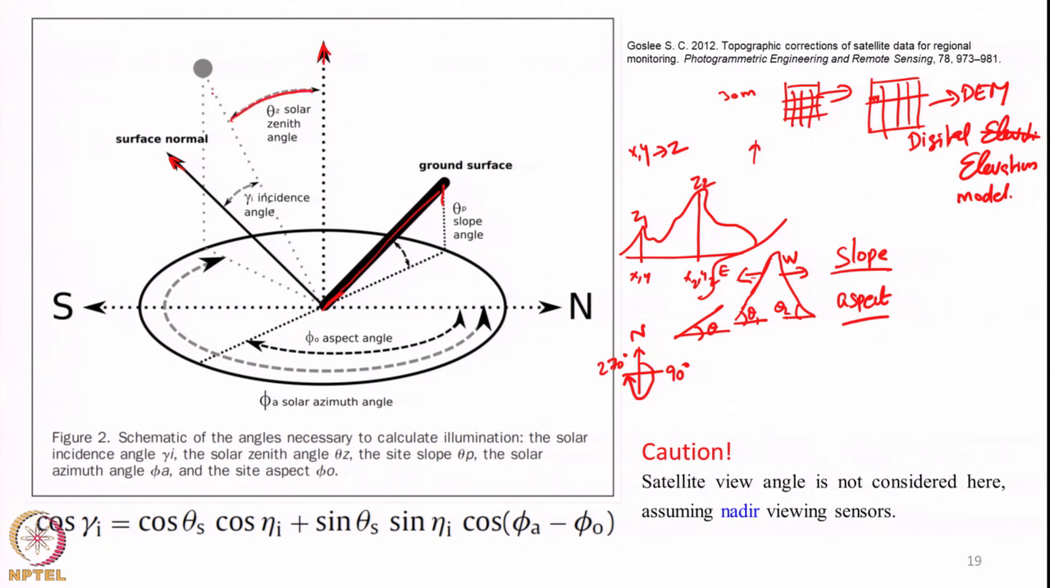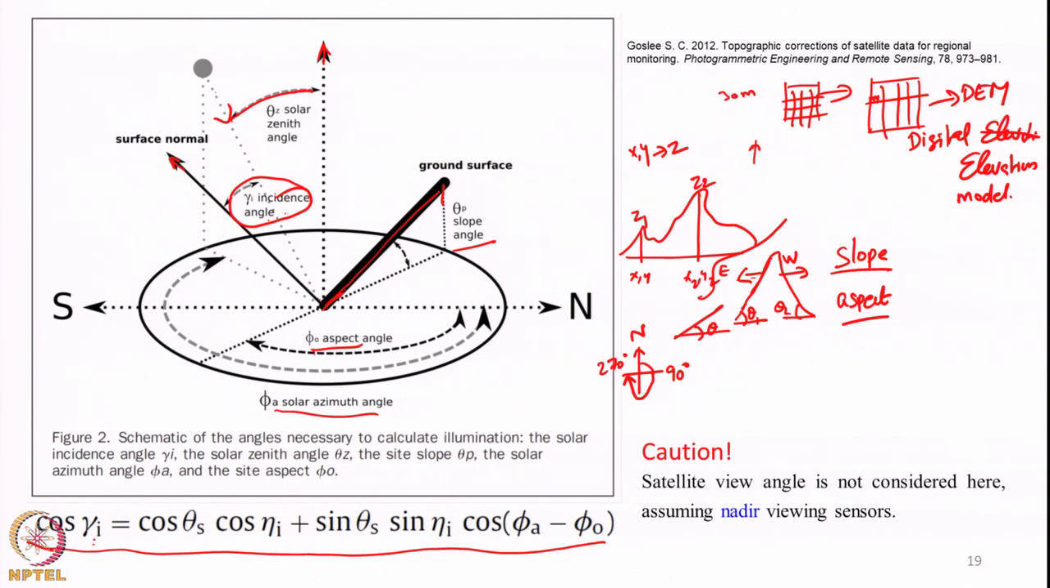From vertical, what is the sun's vertical angle, we should know; the site aspect, the solar azimuth angle and the site slope. If we know all these things, we will be in a position to calculate the incidence angle. Incidence angle is, due to the slope, the incoming solar radiation will now fall at a different angle. What angle is that? We will be in a position to calculate. So this is one simple formula to calculate the cosine of this incident angle, the angle of incidence.